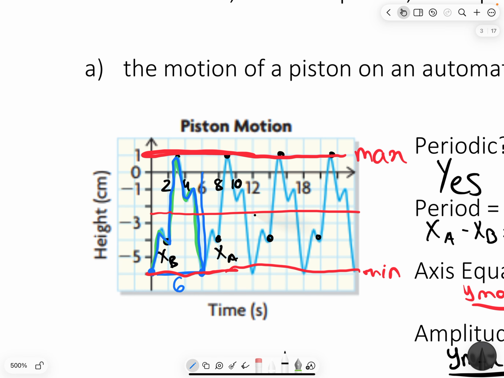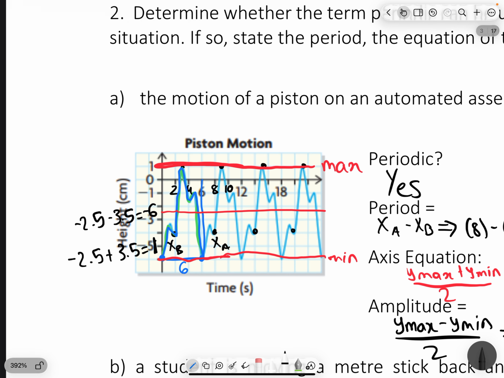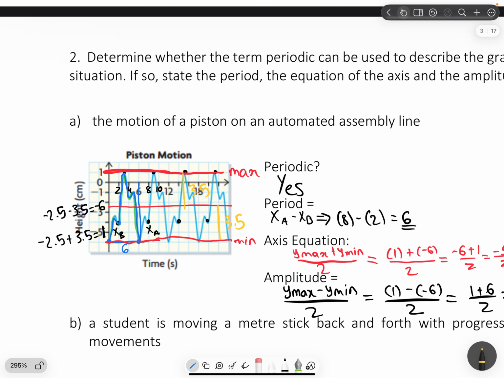Now if we look here, we can see that if we do -2.5 minus 3.5, the value is going to be -6. If we do -2.5 plus 3.5, the value is going to be 1. So that's why it's the difference between our maximum value and the axis equation, as well as our minimum value and the axis equation. So this is going to be 3.5 and this is going to be 3.5. Hope you guys are getting it till here.